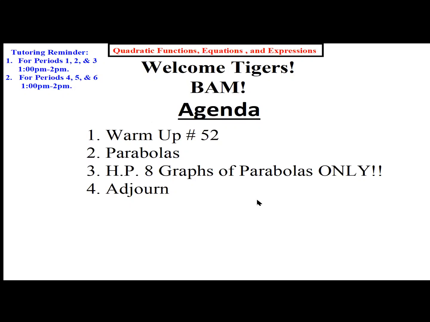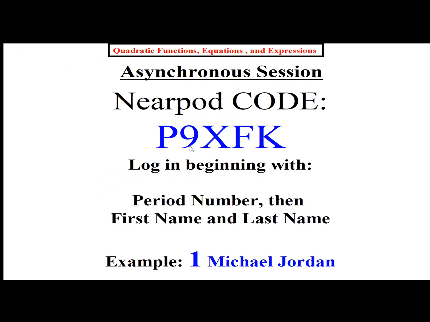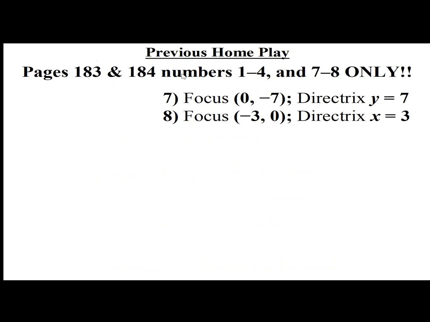Your asynchronous code for tonight is P9XFK. Make sure you write that down. All right, and your previous home play from last week was pages 183, 184, but today I only want you to turn in page 183, which is numbers 1 through 4. Page 183, 1 through 4, go to Canvas, turn that in.